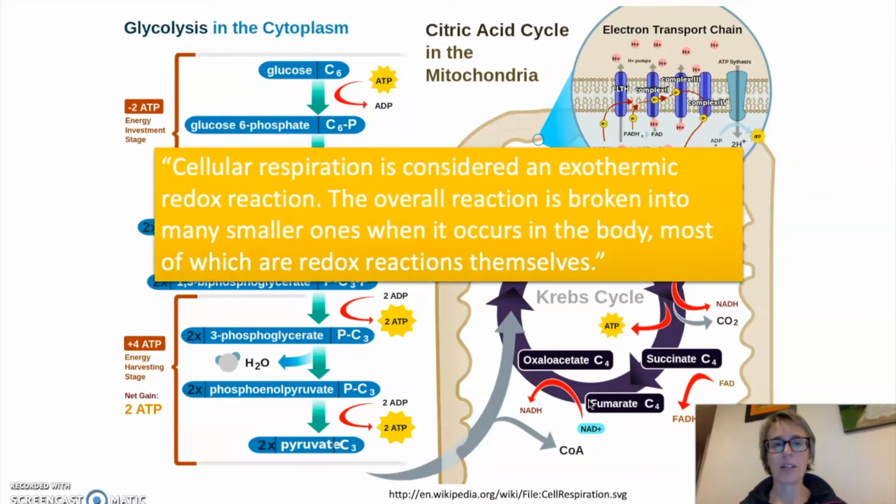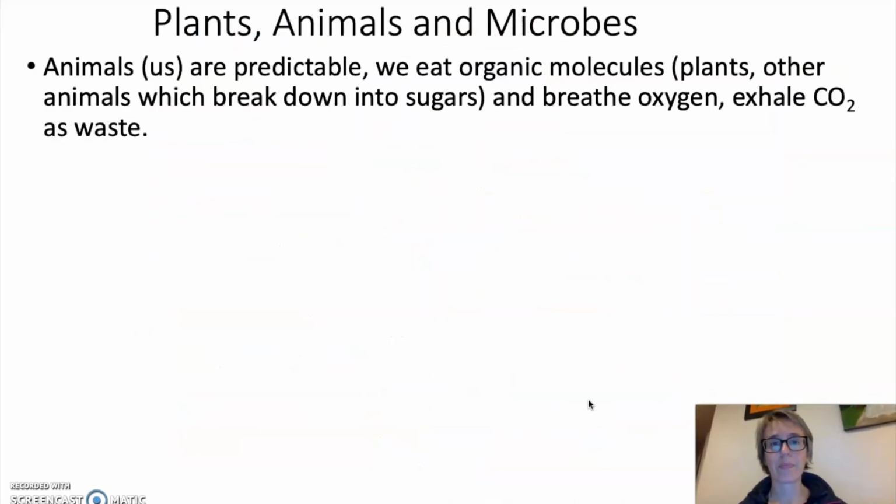Quote from this article: cellular respiration is an exothermic redox reaction, and the overall reaction is many smaller ones, many of which are redox reactions themselves. So humans, other animals, we all use redox chemistry to take energy and to use energy. But we're pretty predictable. So we eat carbon, plants, meats, things that can be broken down into sugars. Humans and all other animals breathe oxygen, and we exhale carbon dioxide as waste. So that's actually fairly uniform redox chemistry.